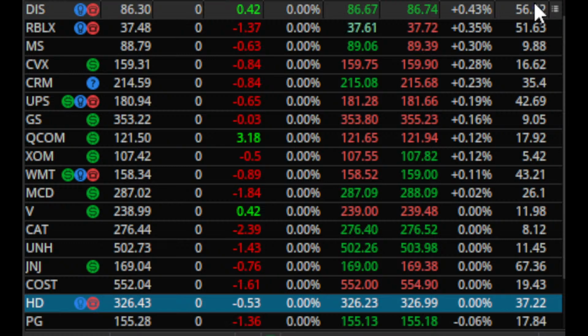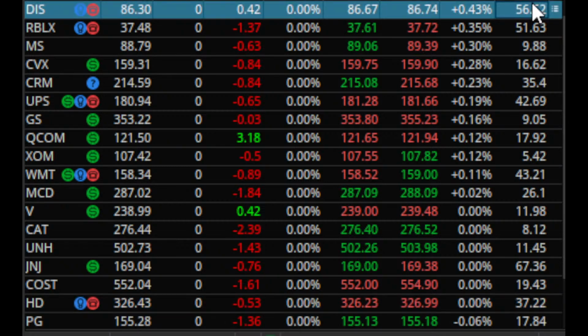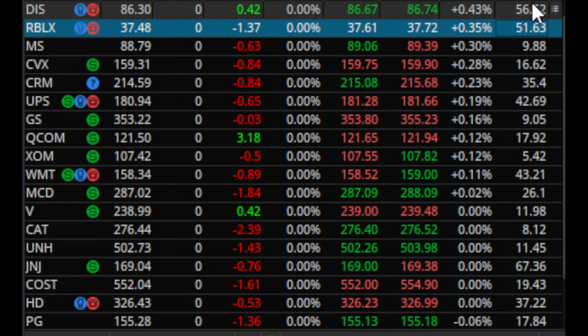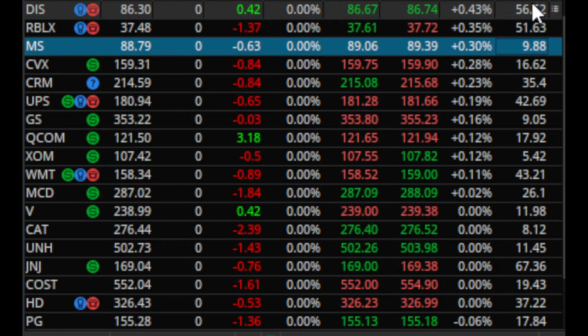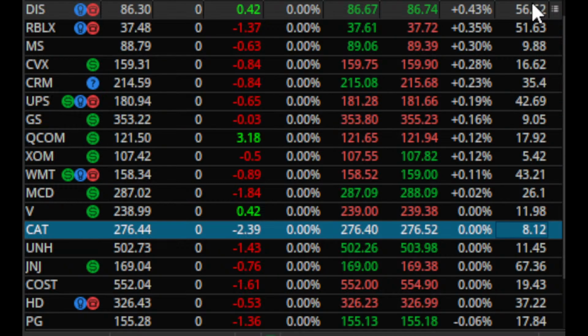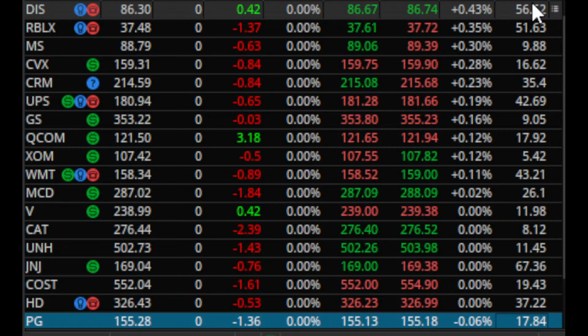Top sector stocks, right? Disney reports this week. They are up 0.43. Roblox reports this week. They are up 0.35. Morgan Stanley is up 0.3. Any laggards? There's only one. Procter & Gamble is only down 0.06. That's not much of a laggard, right?